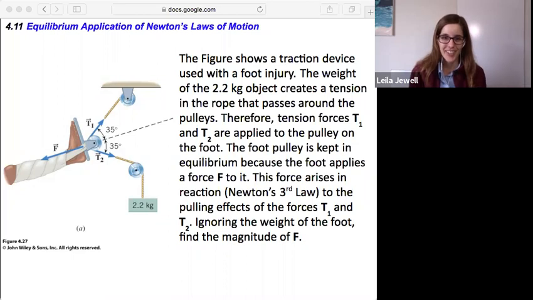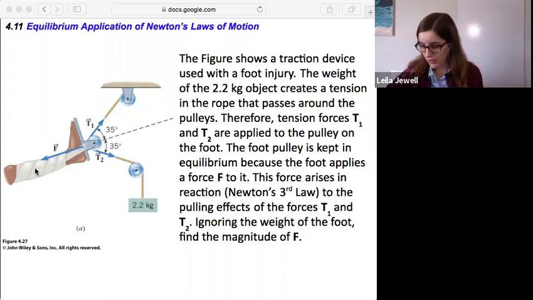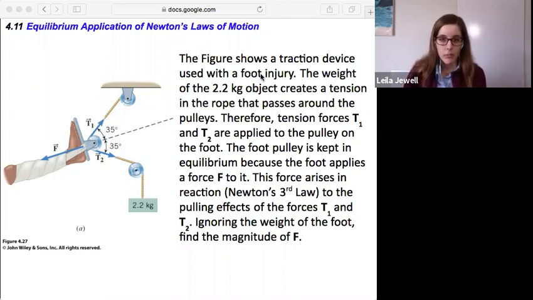All right, so here we have a problem, and they very kindly gave us a picture in this one where they drew in the directions of T1 and T2 and F. So we're going to focus in on the forces that are experienced by this foot, or really this pulley in the middle, that there's this tension, T1 and T2, pulling, as well as the foot pulling on this midpoint.